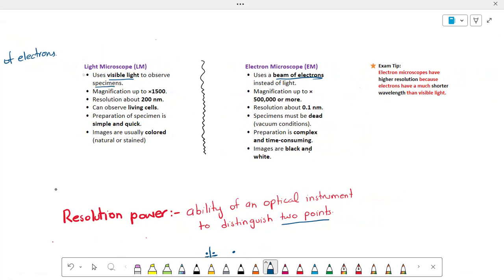The magnification power of light microscope is about 1500x, while electron microscope is 5 lakh or more. Means electron microscope has a high magnification power, while light microscope has low magnification power. And the resolution is about 200 nanometers, while in electron microscope, the resolution power is 0.1 nanometers. And this is a huge difference because electron microscope has a shorter wavelength. Shorter wavelength, so it has high resolution power.